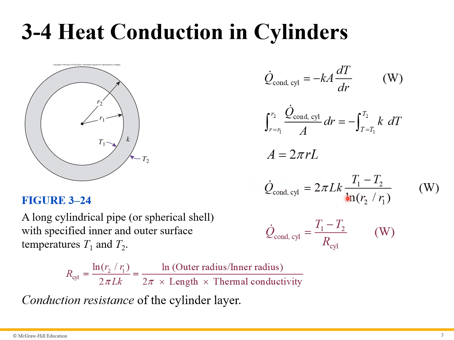And again, we can put this in our Ohm's law kind of analysis by writing it in this form here, where Q dot is equal to the change in temperature divided by R of the cylinder. And R of the cylinder is given by this formula here. So this is our conduction resistance for a cylinder. So the exact same analogy we used before applies to cylinders.